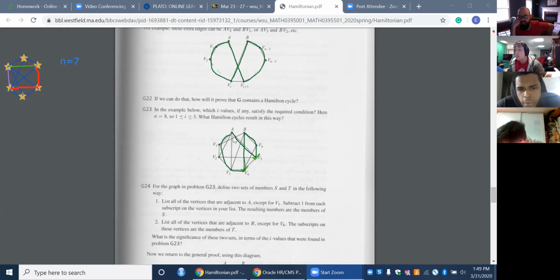Wait, so we didn't use V6 because of the condition up here, correct? Correct. You don't want your second vertex to be B. So we don't want to choose 6 because then the next one would be B. We didn't want that to happen. So A would be connected to V5 and B would be connected to V4?